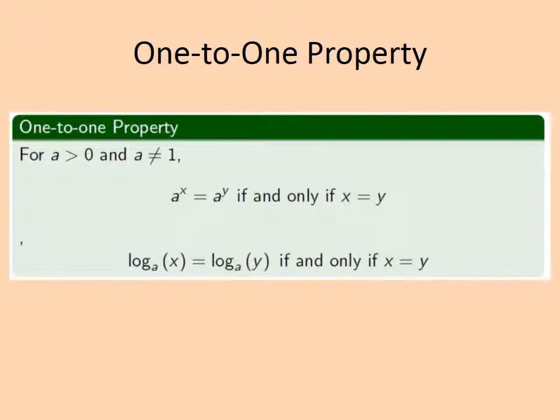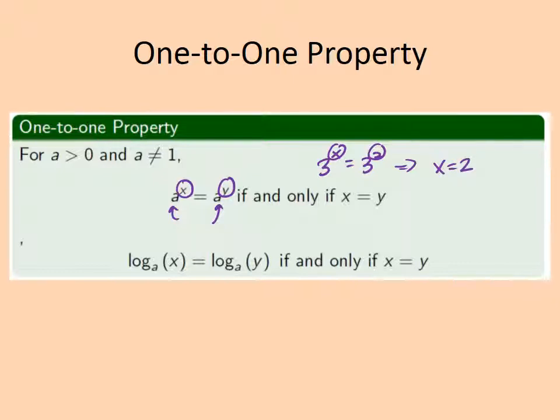The one-to-one property for exponents and logs is a property that you can use if you create, on the left side and the right side of the equation, the same base. You can set the exponents equal to each other. So if I had 3 to the x equals 3 squared, since I have the same base, I could just set the powers equal to each other and x equals 2.